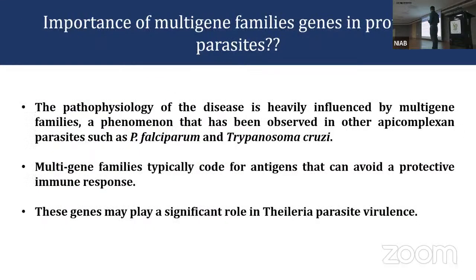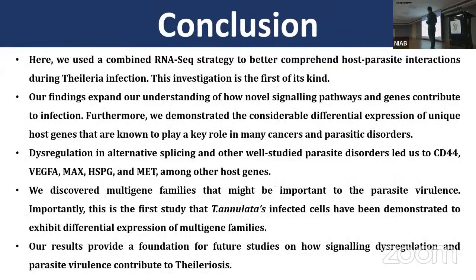So why is the multi-gene family important? Because multi-gene families have been shown to be involved in immune evasion processes in the case of Plasmodium falciparum and Trypanosoma cruzi, and this may play a significant role in Theileria parasite virulence. So this is the conclusion of the parasite data, and overall what we conclude is that here we have used a combined RNA-seq strategy to better comprehend host-parasite interaction.